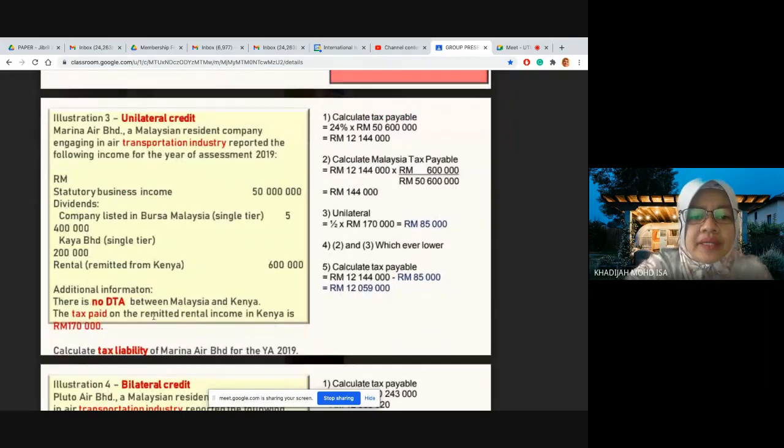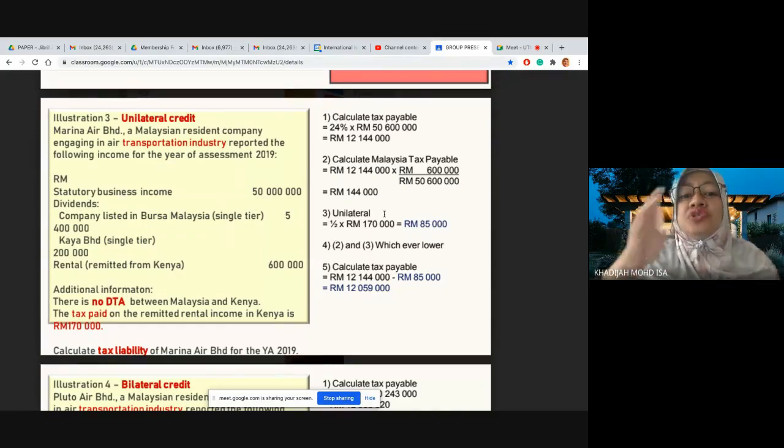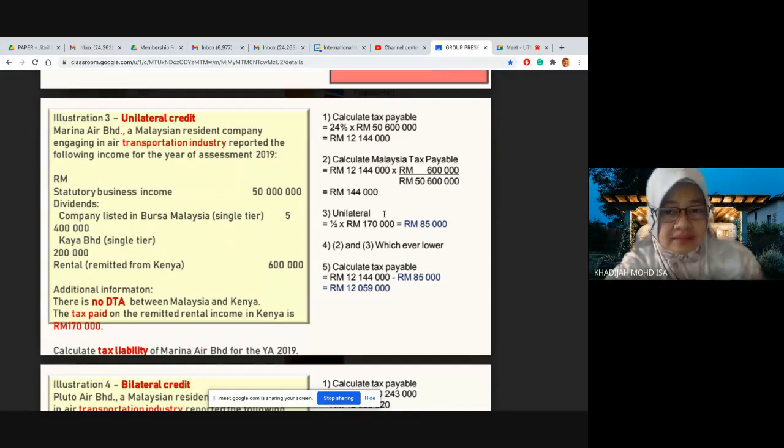Here, the tax paid on the remitted rental income is 170,000. So means that the company has paid 170,000 to Kenya for the rental income received in Kenya. Dia kena bayar kat sana 170,000. But the issue here is now, kita tak nak double tax here. Dia dah bayar 170,000 tapi because there's no DTA between Malaysia and Kenya, kita kena pakai unilateral. So the law says that unilateral is half of 170 which is 85,000. Alright, then you compare. Tadi number 2 you dapat 144, you comparekan dengan number 3 85,000. Whichever lower that is given as a deduction against you punya number 1.